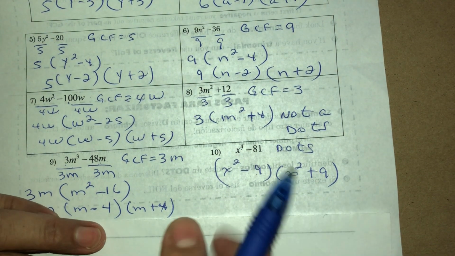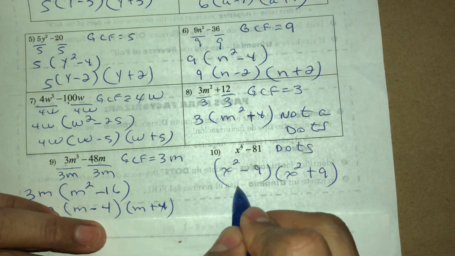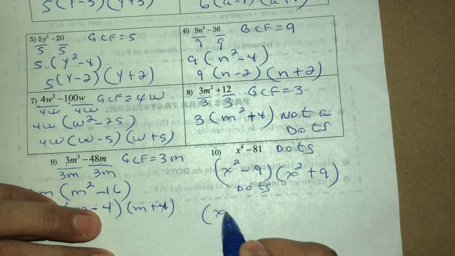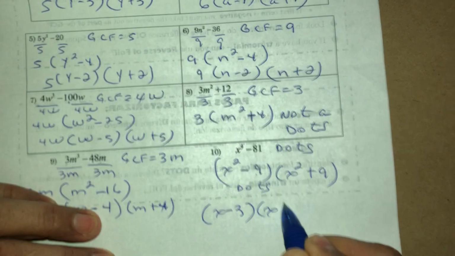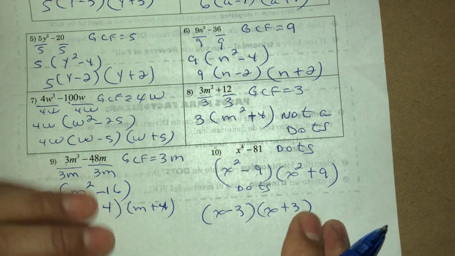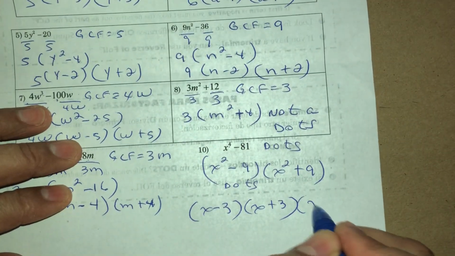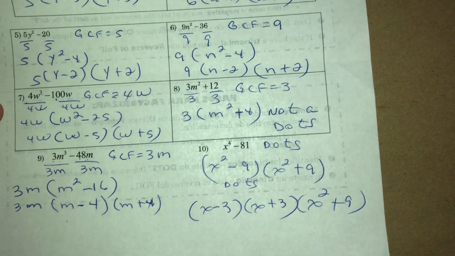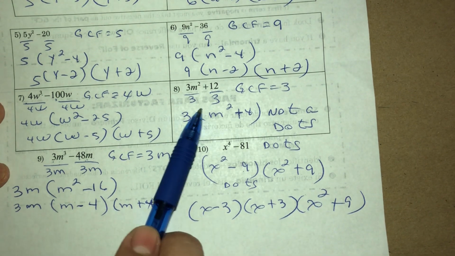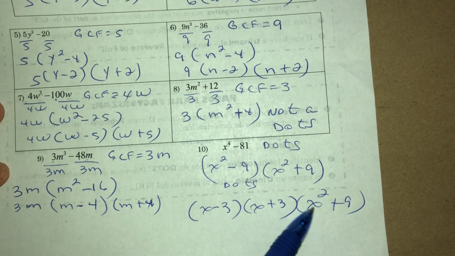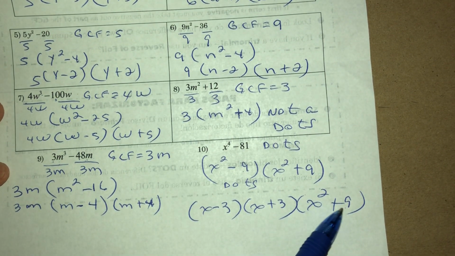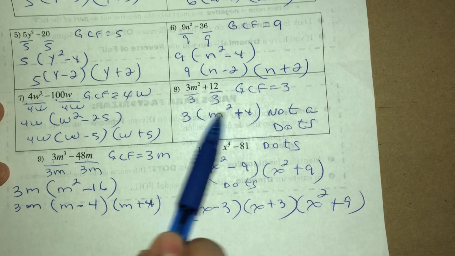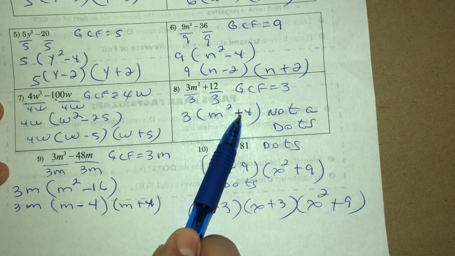So if you notice now, guys, out of these two, this one is still a difference of squares, ok? So that will become x minus 3, x plus 3, and we're going to bring the x squared plus 9 down. Remember, because this one is just like that. Even though that's a perfect square, because it's a plus, you cannot factor. Same here, m squared and 4, the perfect square, but because it's plus, you can't factor.